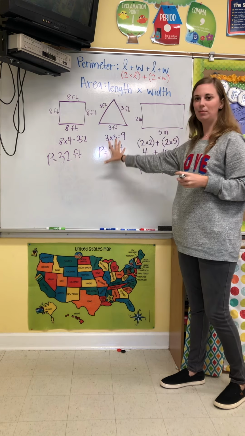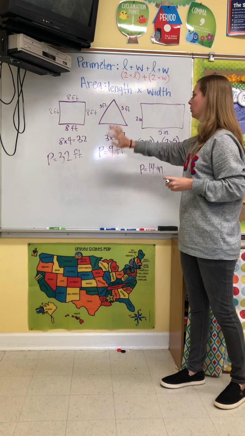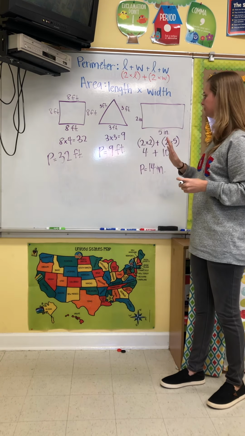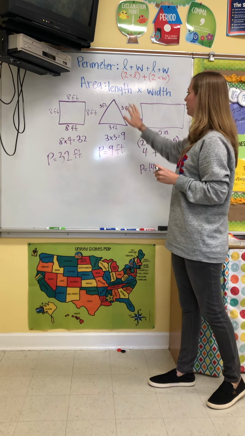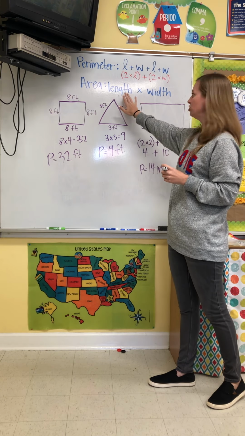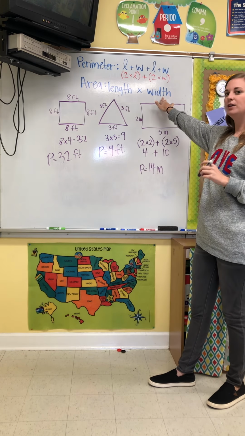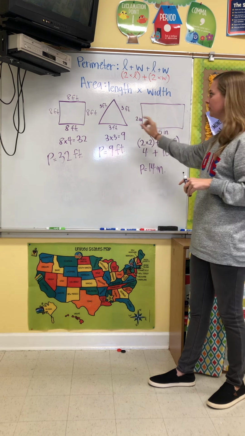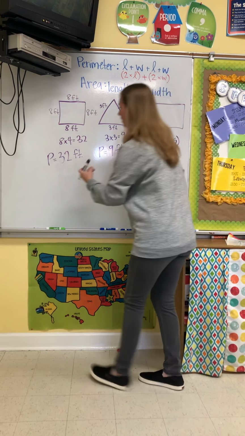so don't worry about this one. We're not going to work with this one. We're just going to work with our square and our rectangle. Okay, so if we look up here at our formula for area, it's just length times width. So that's all we're going to do for area for these two, okay?